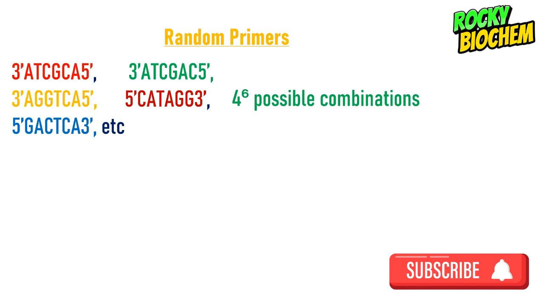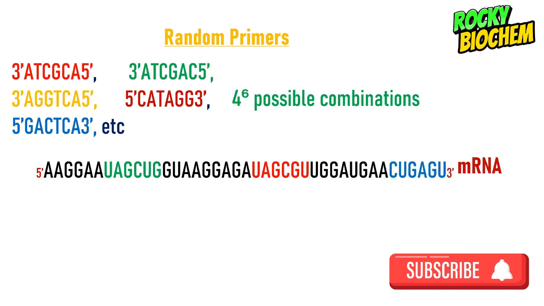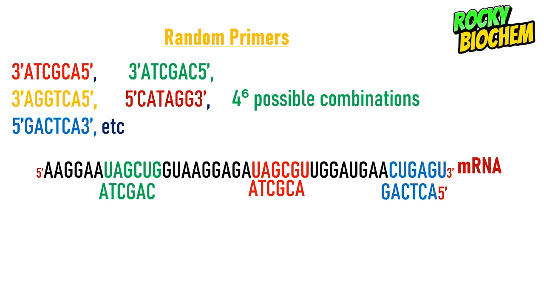Random primers are just a collection of random sequences, a collection of 6 nucleotide long sequences chemically synthesized in the lab. So they are designed to target their complementary regions in the mRNA molecule. Assuming that this is the mRNA we have isolated from the cell and we want to construct cDNA from it, these random primers will scan through the mRNA and then anneal to their complementary regions.